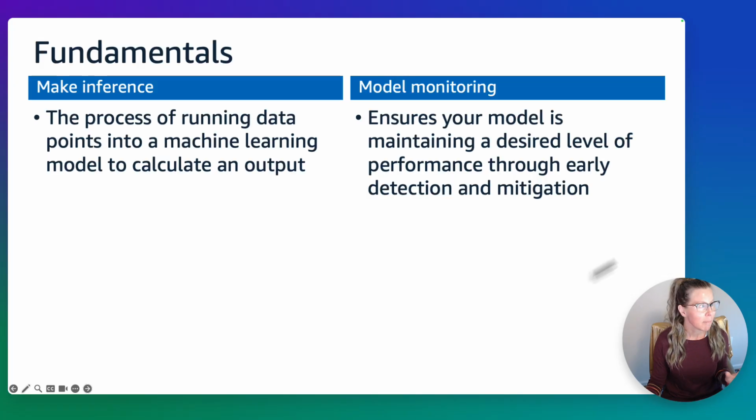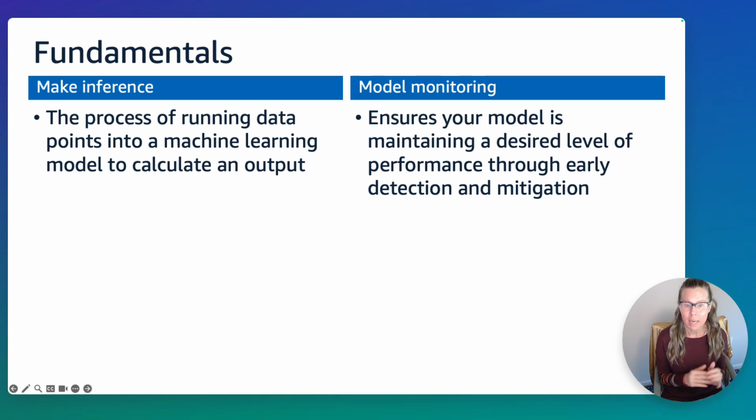And let's step back to fundamentals and talk about the 6th step of both the machine learning engineer and the well-architected machine learning life cycles, which is to make inference and model monitoring. Let's pause and define both. So machine learning inference is the process of running data points into a machine learning model to calculate an output, such as a single numerical score.